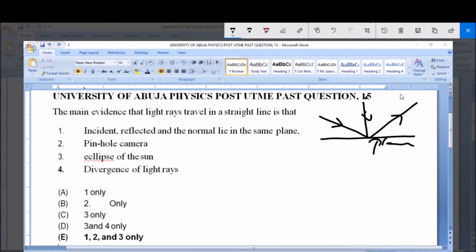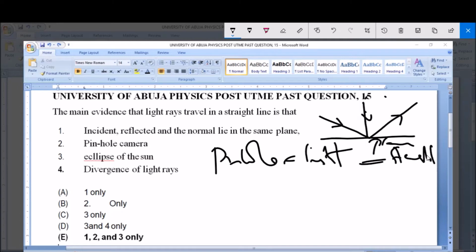Secondly, we have a pinhole camera. A pinhole camera is simply a camera that uses the reflection of light phenomena in its own operation. Now, the whole idea behind a pinhole camera is due to the fact that light travels in a straight line through the pinhole. The pinhole camera actually has a pinhole that helps to focus the light. Now, due to the fact that light can actually travel along a straight line, you notice that the pinhole camera can operate in its mode. Hence, it is an evidence that light travels in a straight line.